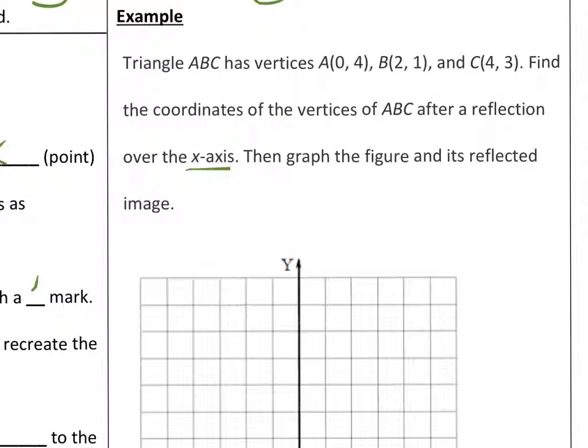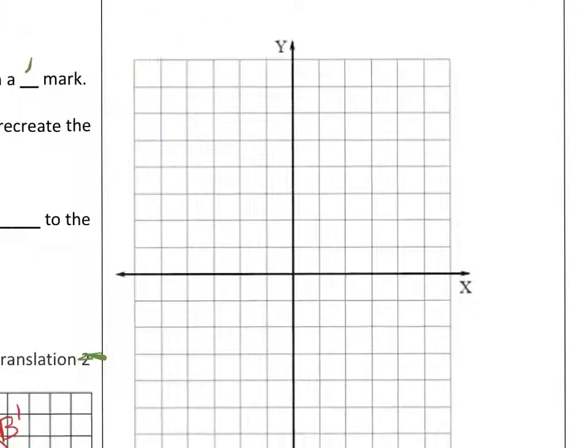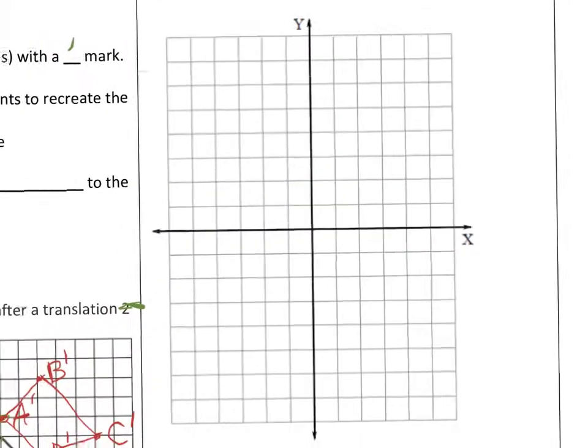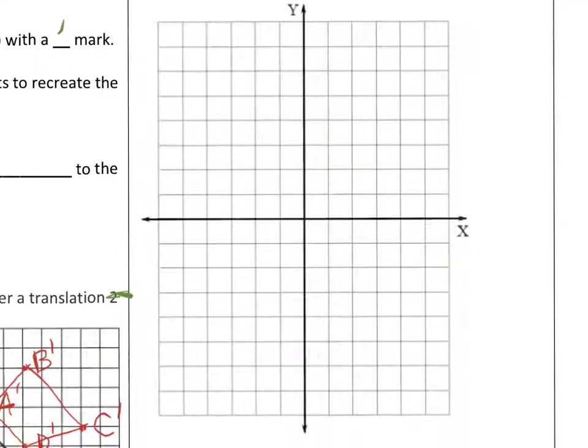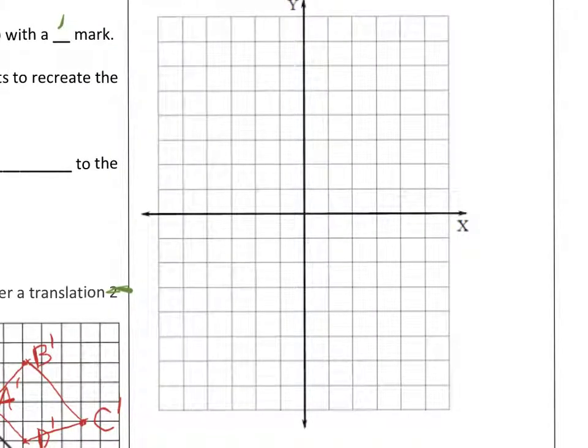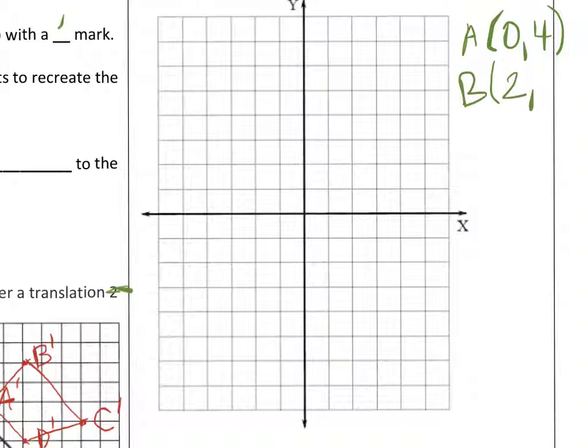Well, the first thing we're going to have to do is actually plot the original points, because that's not done for us in this problem. So I'm probably going to write down my original points and then graph those. Let's see, A was 0, 4. B was 2, 1. And C was 4, 3. So let's go ahead and plot those original points.